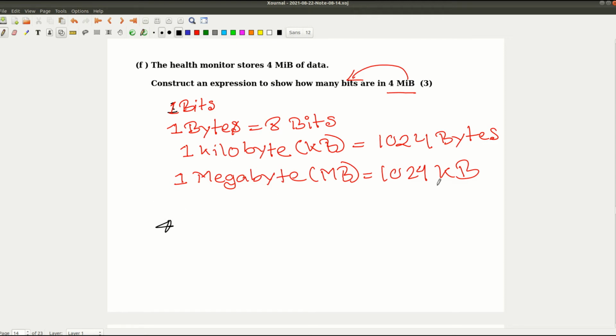We need to convert megabyte to kilobyte first. Kilobyte is times 1024, right? And then kilobyte needs to be converted to byte, so times 1024. Then byte we need to convert to bits, and this one is times 8. So the answer is 33554432. I think you can now easily do the calculation here.